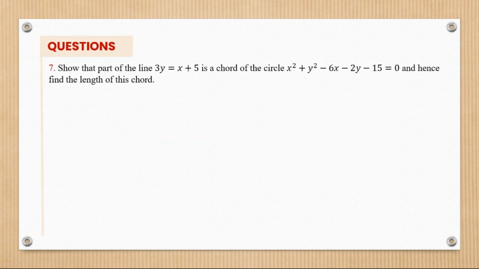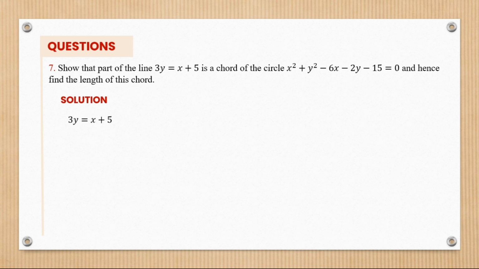Alright, moving on to question 7. I've been told to show that part of the line 3y is equal to x plus 5 is the chord of the circle x squared plus y squared minus 6x minus 2y minus 15 is equal to 0, and hence find the length of this chord. Remember that a chord is a line that cuts through the circle.